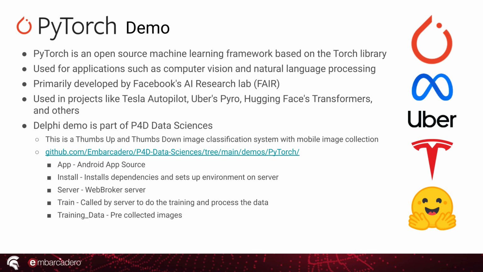Going to start with the PyTorch demo and then go back to the NLTK demo. But the PyTorch demo has multiple parts to it, a mobile app to collect images to be sent to a server that will run a classifier. This is detecting thumbs up and thumbs down, which is sort of the hello world of image classification, but it's a pretty cool example, all built in Delphi.